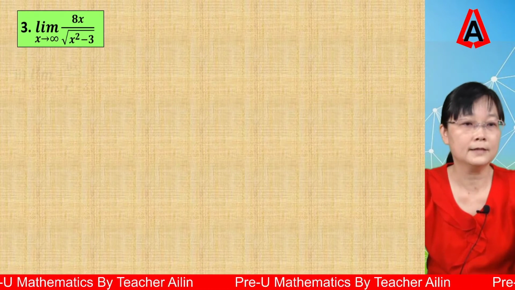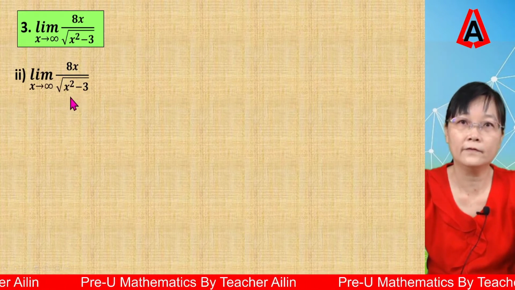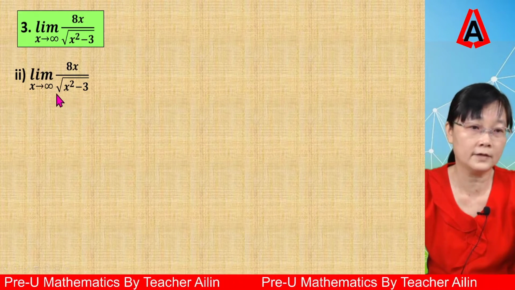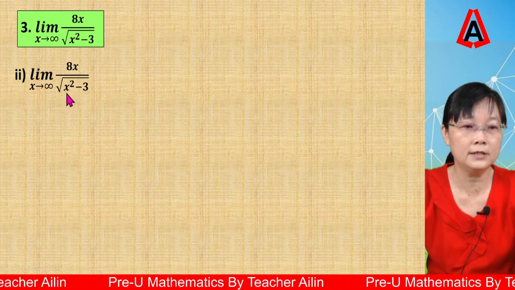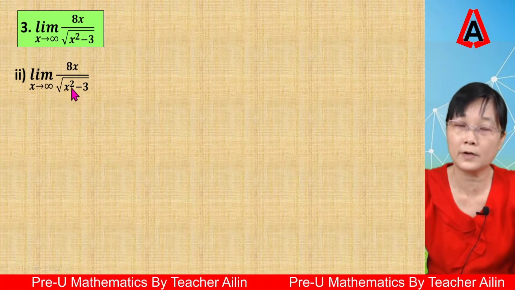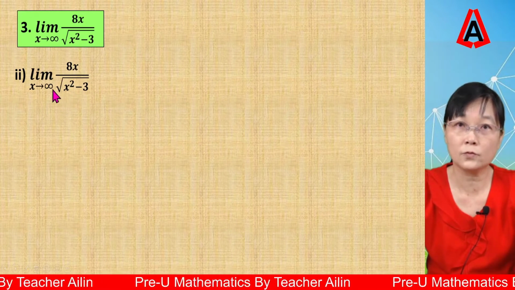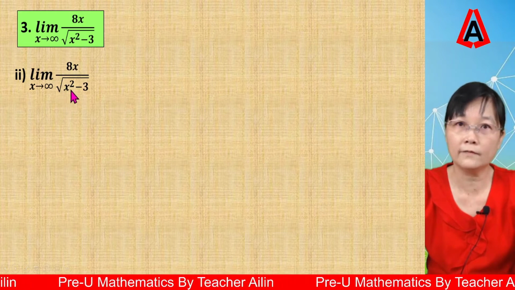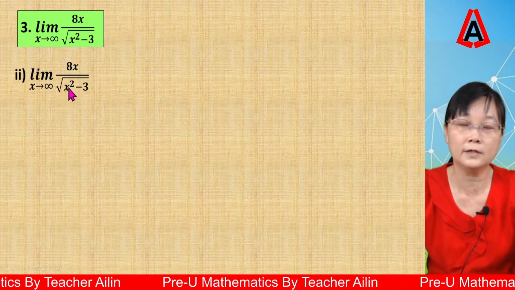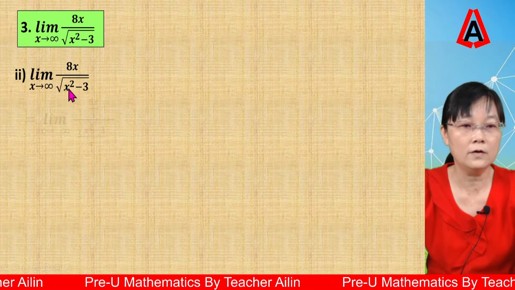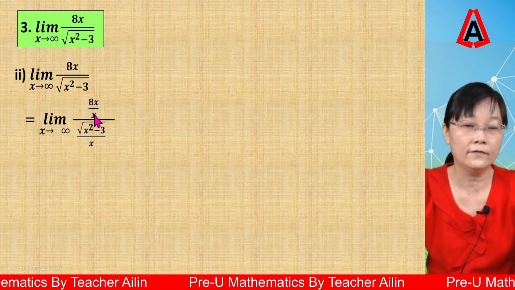Now for the second method, I'm going to divide each term in this function by the highest power of x of the denominator. Notice that the highest power of the denominator seems like it is x power 2. But actually, x power 2 is under the square root. So we know that the square root of x power 2 is x. So actually, the highest power of the denominator is x. Therefore, I divide each term in this function by x.